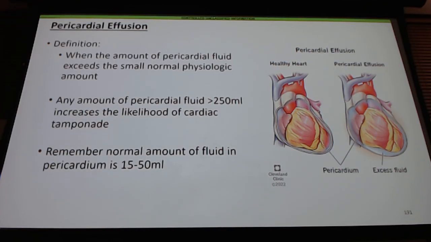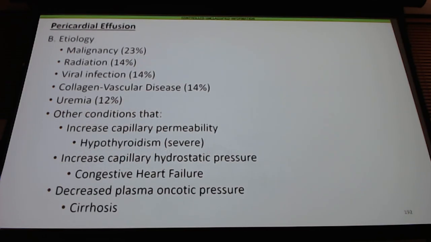Then we talk about effusion, where effusion is basically that the fluid amount exceeds that of the normal amount. So like 51 milliliters and up is an effusion. And a lot of the similar things that can cause a pericarditis can also cause an effusion. The one difference is malignancy now is the most common cause of a pericardial effusion.